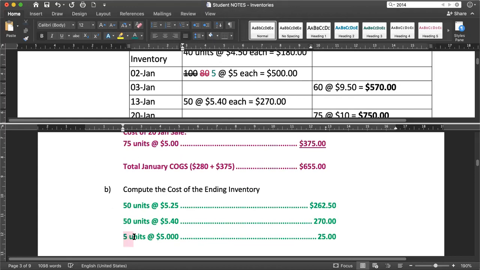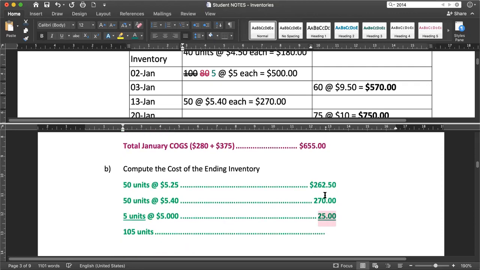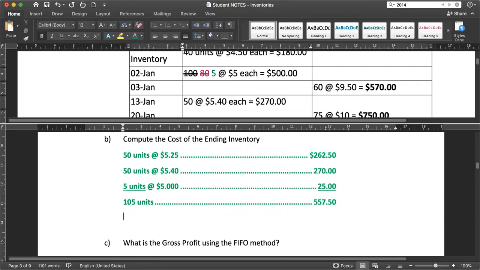So now we're ready to then compute the totals. All right, so we have 50 and 50 and 5 is 105 units. And those 105 units will have costed the sum total of $262.50 and $270 and 25. So that brings us to $557.50. And what we can do at this point here is to double check our work.